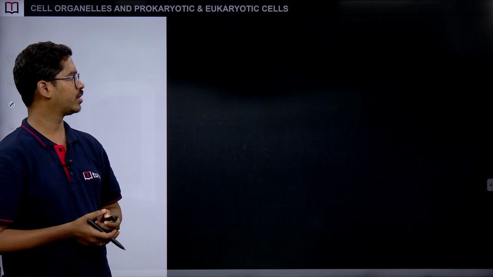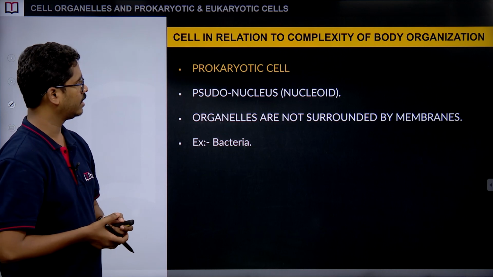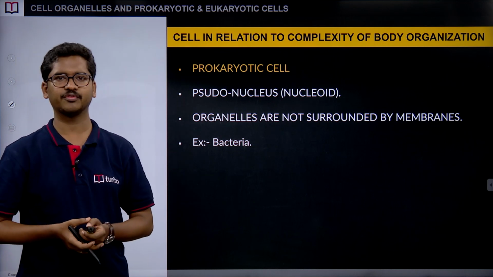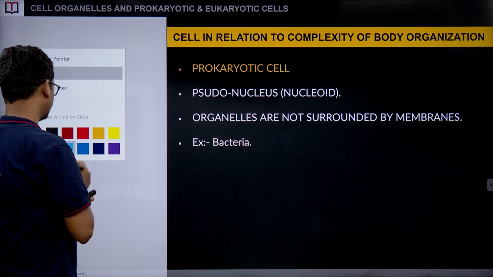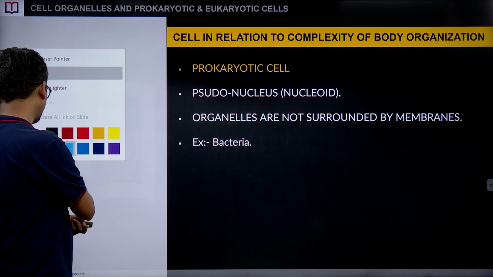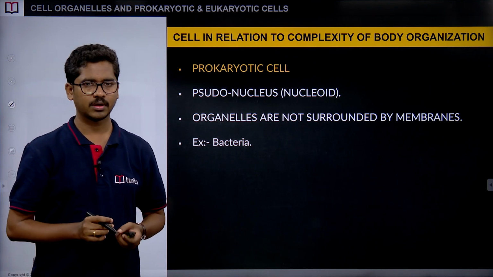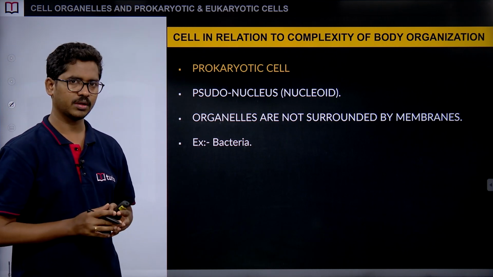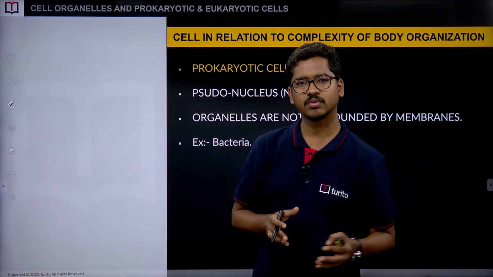The topic we are to understand is this: the cell in relation to the complexity of body organization. This is actually the final understanding we will have in a while. It is all about the cell, how complex it is. There are cells present in different organisms.